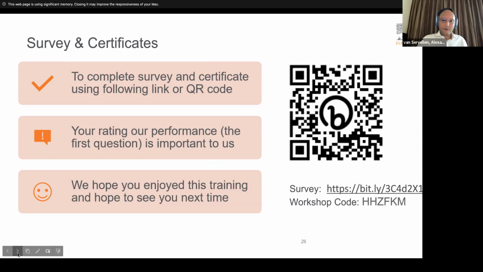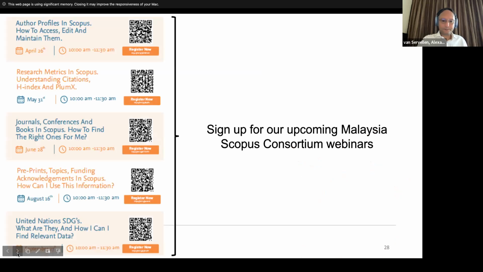All right, so we're going to move on to the last one, United Nations Sustainable Development Goals. What are they? How can I find the relevant data? September 27th. This is the QR code to sign up. You can either hit that now or you can receive these slides tomorrow. Assuming you have time, you can open the slide deck, go up to this slide and register. I'll just leave it open here for a minute. So that would be the last one for this year.